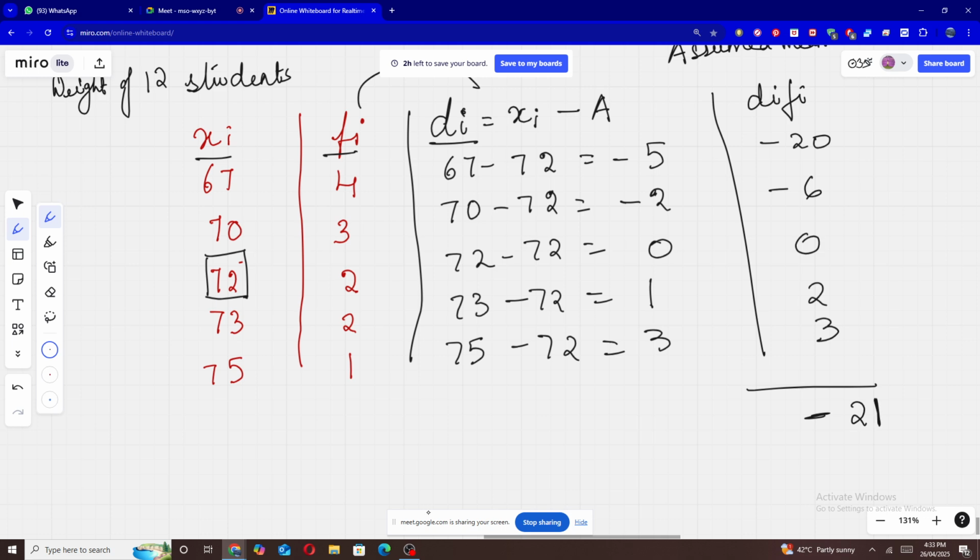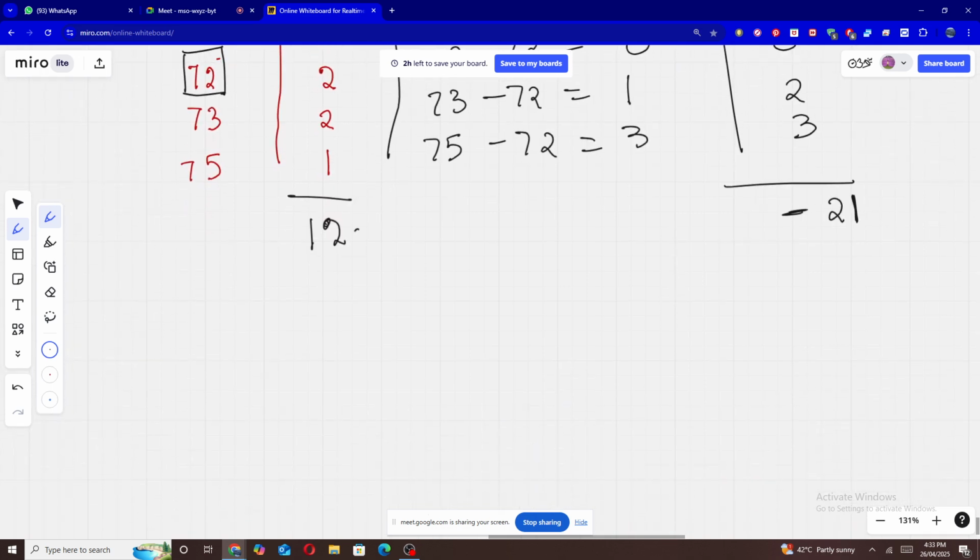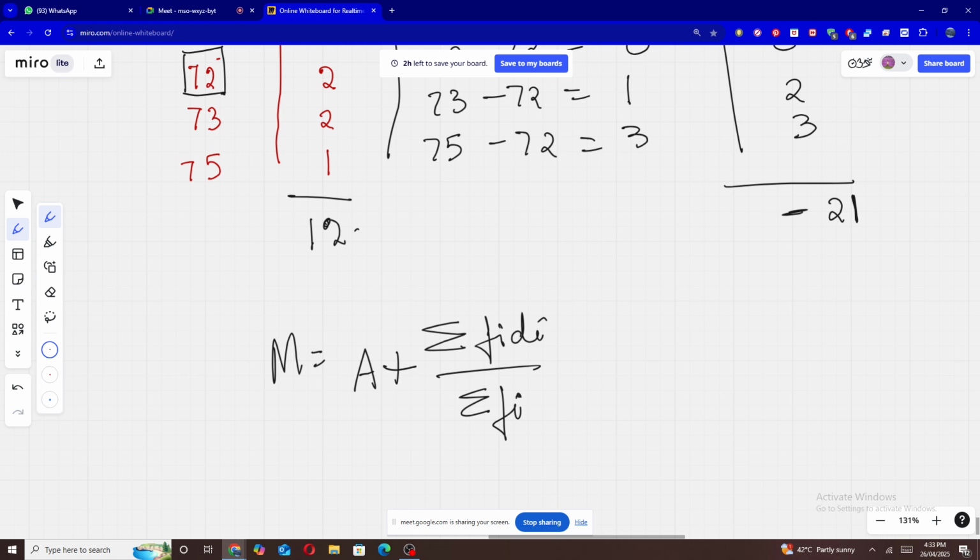And what is fi? We already got the information. They said 12 students. So that is 12. So here the formula changes a bit. What is the formula? Mean is equal to summation fi di by summation fi, but your assumed mean has to be added.